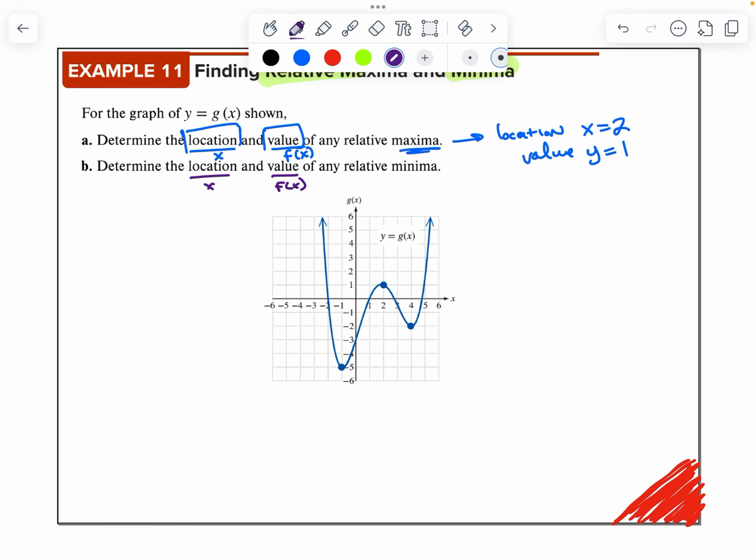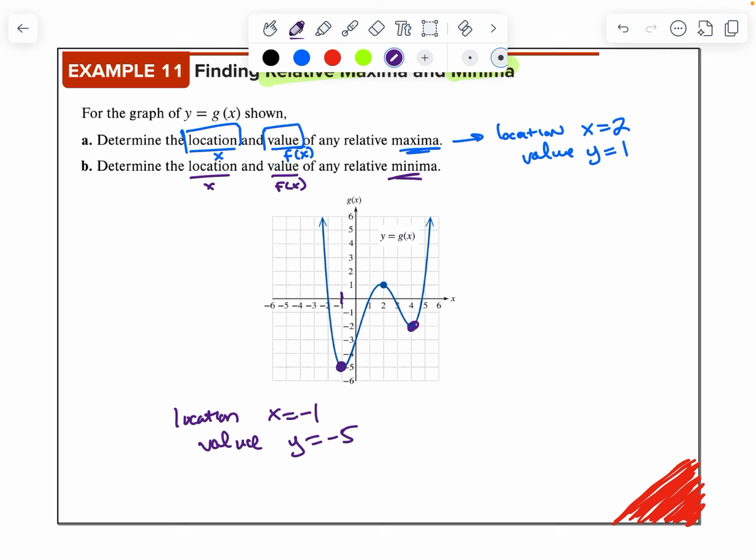How about for the minima? We go down and we hit a bottom here, right? We bottom out right there. That's a very, very minimum. So the location of that minima is at x equals -1. And the value is either -5 or y equals -5. I keep putting an extra equal sign in there that I'm not intending to.